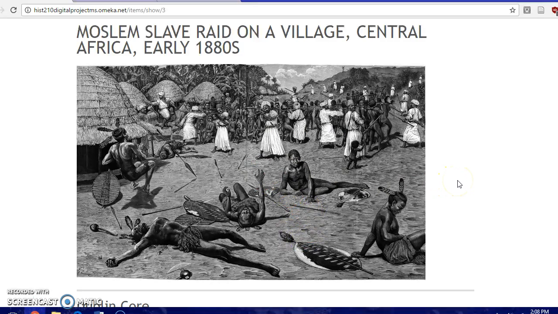Behind the raiders you can see women and children, captives, being tied at the neck and transported for the slave trade. The purpose of this image is to show how Muslim slave traders generally obtained captives, as well as the nature of the relationship between Arabic Muslims and Sub-Saharan Africans. This relationship was based on violence and coercion.